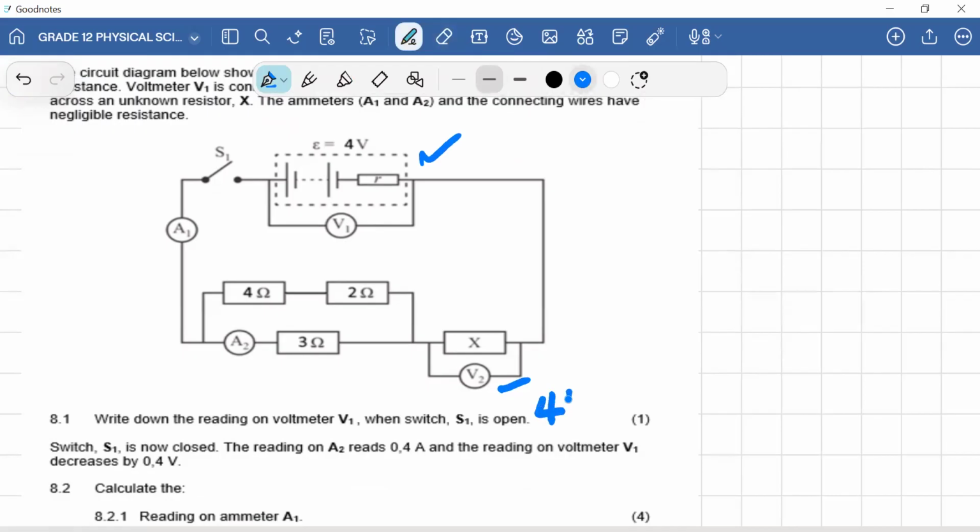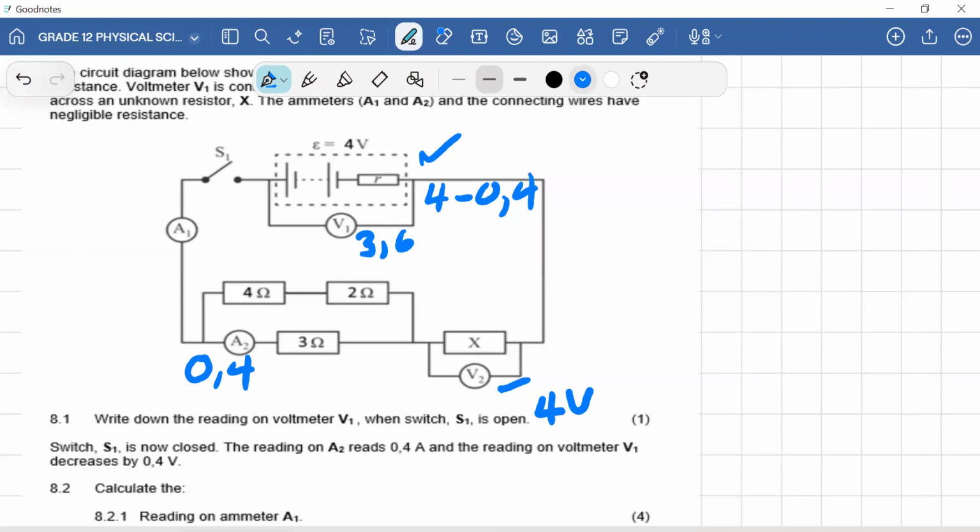Now switch X1 is closed, and the reading on A2 is 0.4. And the reading on V1 decreases by 0.4. So if it decreases by 0.4, that means we shall have 3.6 remaining.